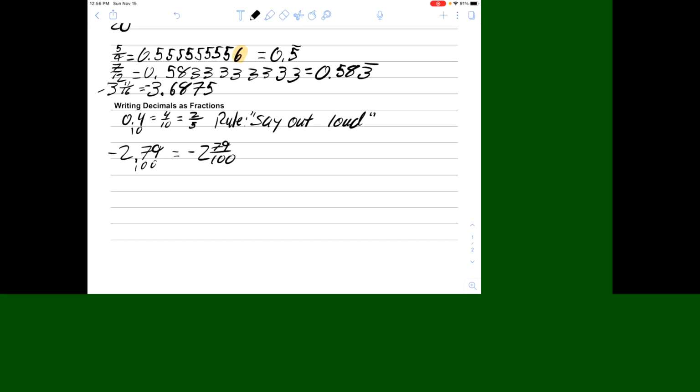So a couple things to always remember. Always simplify. Fractions are not always going to say to simplify. You are expected at this point in time to know that you need to simplify. And then don't forget your whole numbers or any negative symbols.